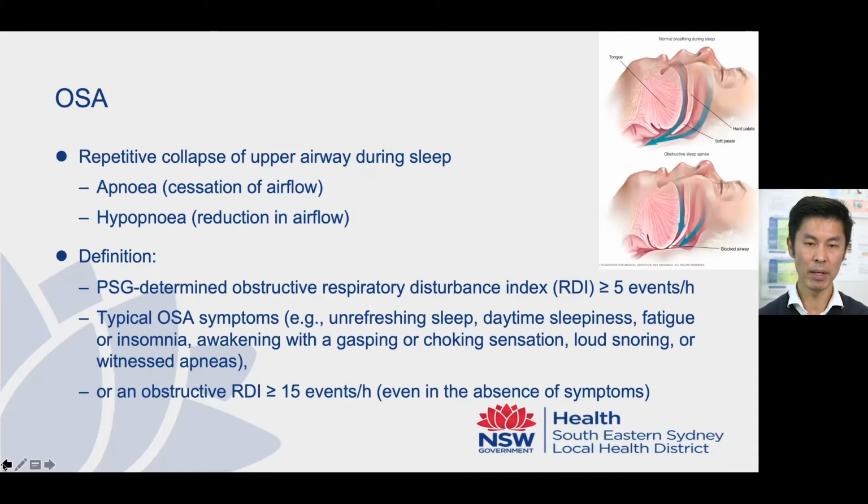The definition by the ICSD-3 is that OSA is a polysomnogram-determined obstructive respiratory disturbance index of more than 5 events per hour. This has to be associated with typical symptoms such as unrefreshing sleep, daytime sleepiness, fatigue, or insomnia. And if we don't have any symptoms at all, then we can take it as an obstructive RDI of more than 15 events per hour.